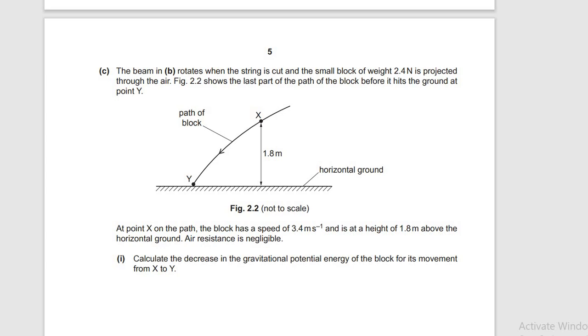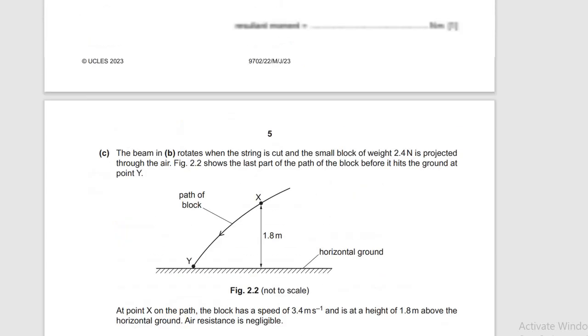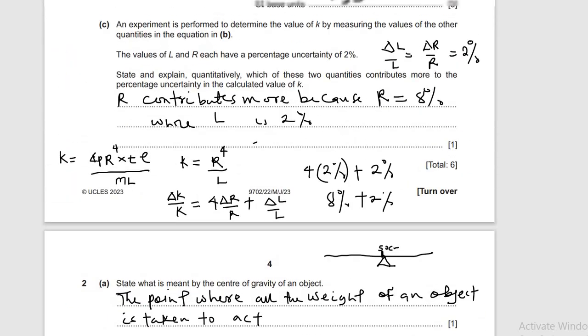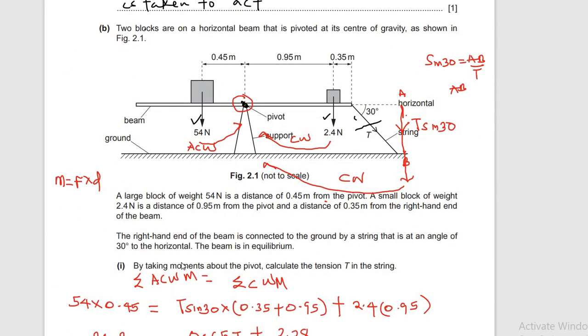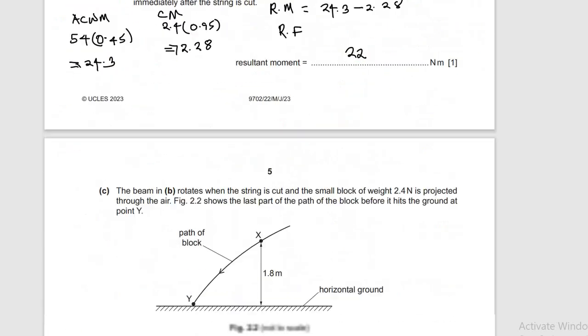The beam in B rotates when the string is cut. Yeah, it will rotate anti-clockwise. Okay, let me show you. It's going to rotate like this because it will move when the string is cut. The beam will move like this, anti-clockwise, because the heavier weight is in that direction.